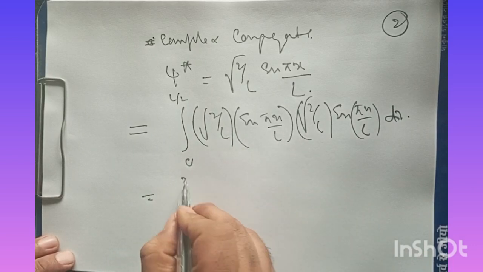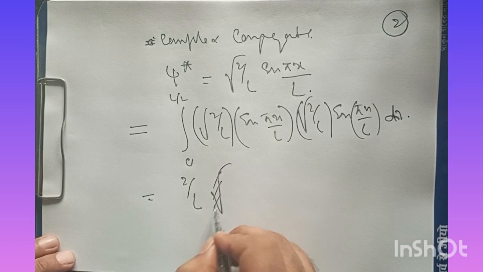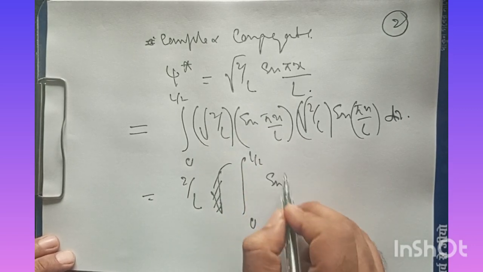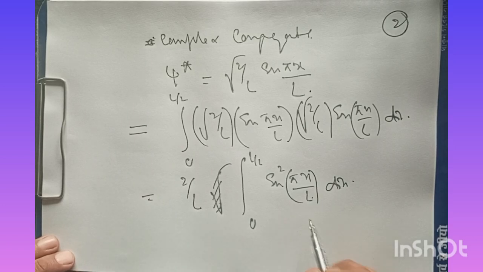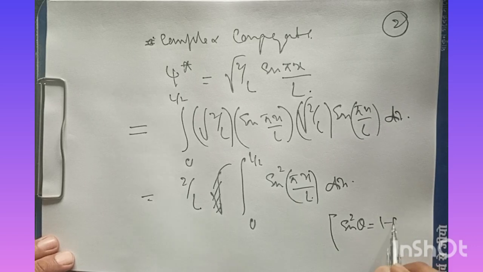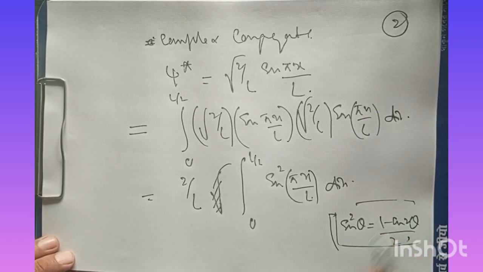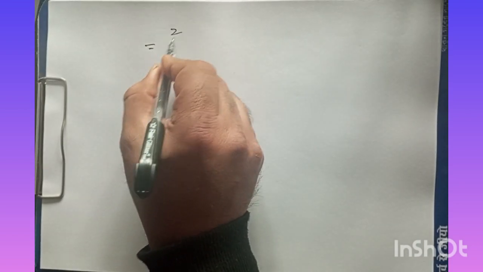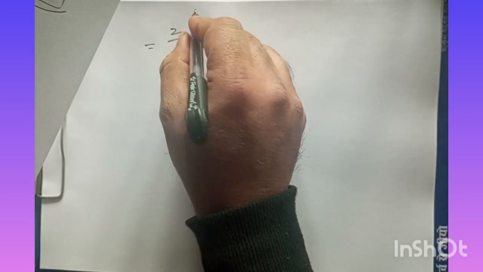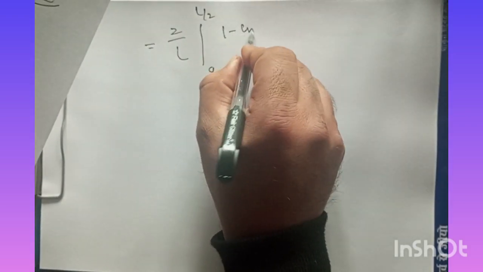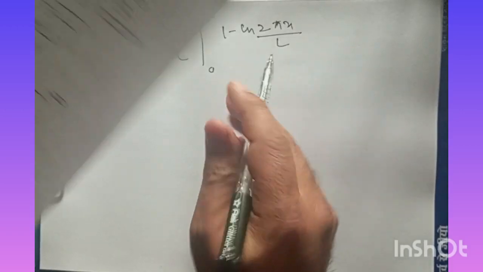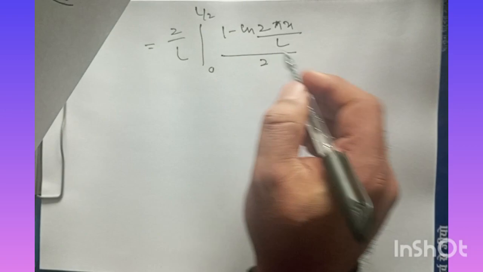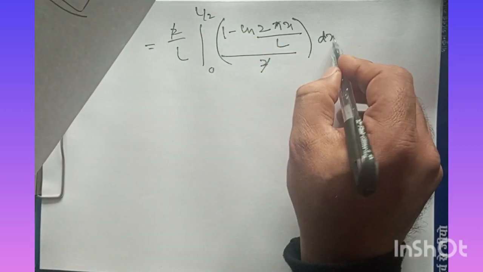So here we will have 2 by L out, the root is gone, so we will have the integral from 0 to L by 2 of sine square pi x by L dx. We will use here sine square theta is equal to 1 minus cos 2 theta by 2. By using this formula, we can find the probability. What we will have is 2 by L, integral 0 to L by 2, of 1 minus cos 2 pi x by L, divided by 2. So this 2 and 2 will cancel. I would like to close it with this dx.